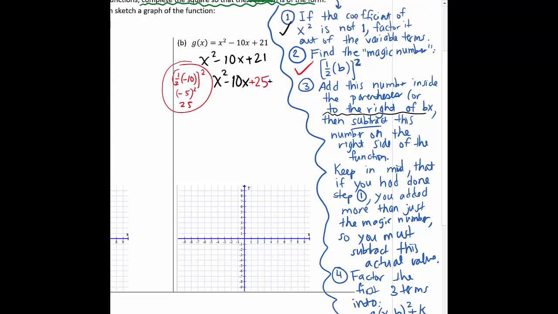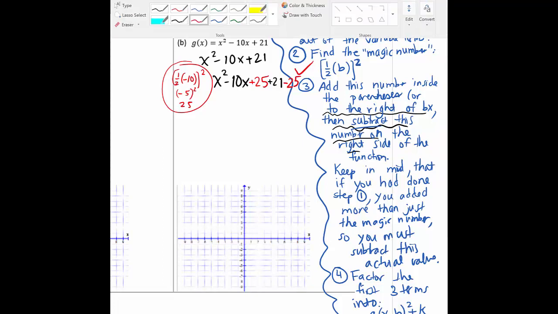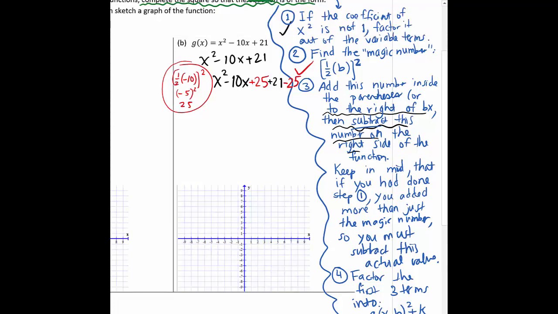And then there's a plus 21 that was already there. But then to balance it out, because I can't just add things to whatever I want, by adding 25 I changed it. But to balance it out, now I'm going to subtract this number on the right side of the function. So I added 25, now I'm going to subtract 25. So I didn't really do anything. I made it look a little different by adding 25 and then subtracting 25. But if you think about combining those guys, 25 and negative 25 is 0. So I made it look different, but I didn't really change the value of this function.